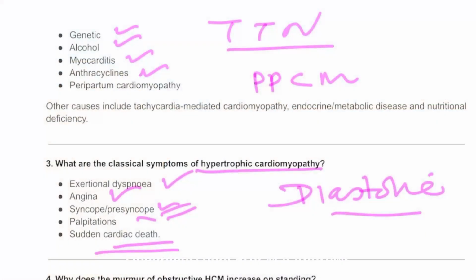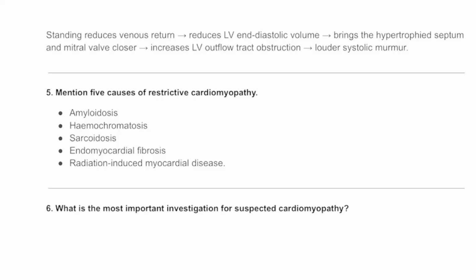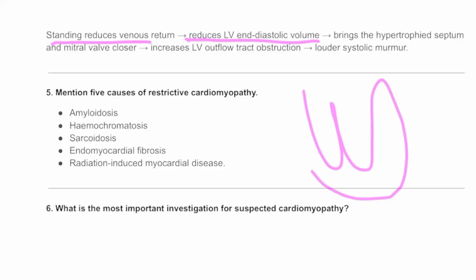Why does the murmur of hypertrophic cardiomyopathy increase on standing? Is the usual question. Standing reduces the venous return. It reduces the LV diastolic volume and brings the hypertrophied septum closer. We have already mentioned that here there is an asymmetrical septal hypertrophy. So that is one of the characteristic features.